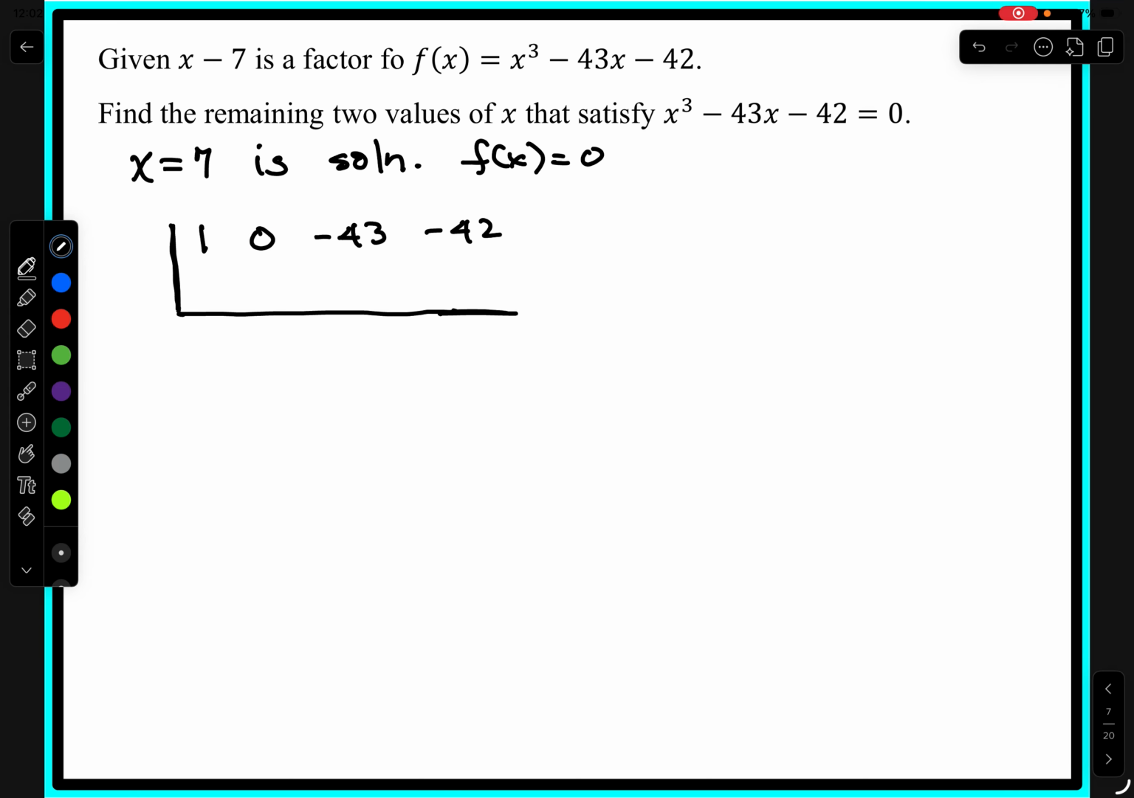And the number we're going to write out here is not going to be negative 7, it's going to be positive 7. Again, the solution to this being a factor. Again, recall that this means the same as this. So we're going to use that positive 7 there.